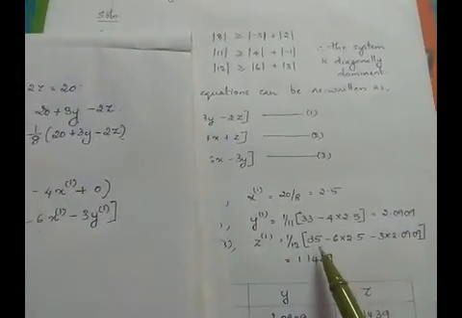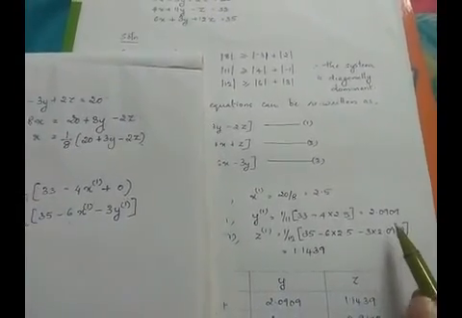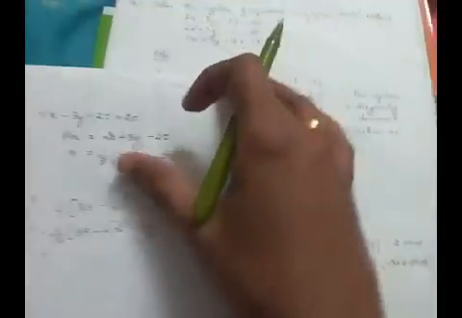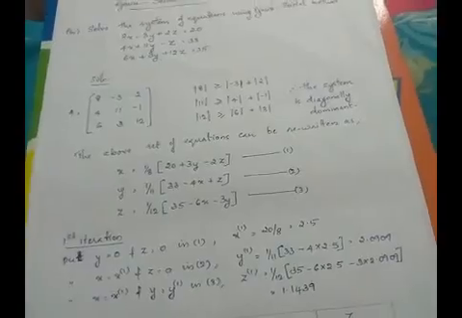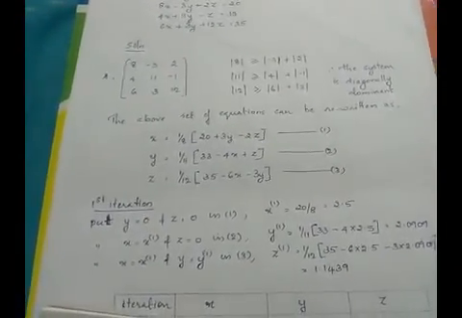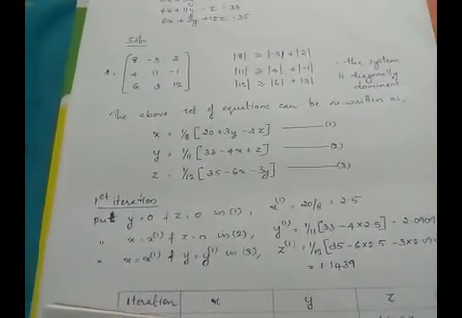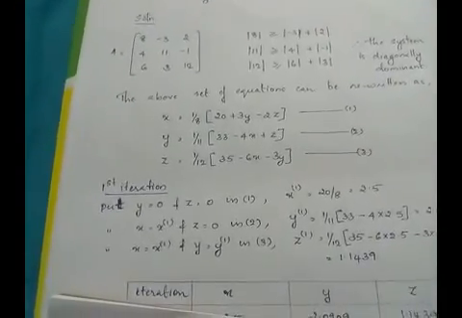So by substituting, we will get 1 by 12 into 35 minus 6 into 2.5 minus 3 into 2.0909, and we will get the value 1.1439. This is how the iterations are done. So these are the first iterative values for x, y and z. Now similarly we have to go for the second iteration. For the second iteration, we use the first iterative values to find the values of x. Then likewise as we have done in the first iteration.